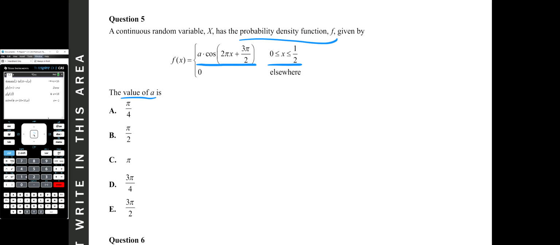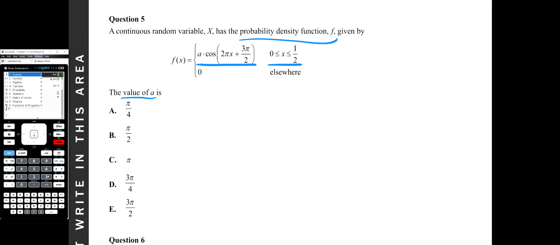Okay, so this one we're going to just go straight into the calculator and shift plus, perform an integration from 0 over to half, and then type in a times. Make sure you put a times between the a and the cos. Trig cos, and then 2 pi x plus 3 pi over 2. Close that bracket and go all the way to the end, dx. And that is the integral done.